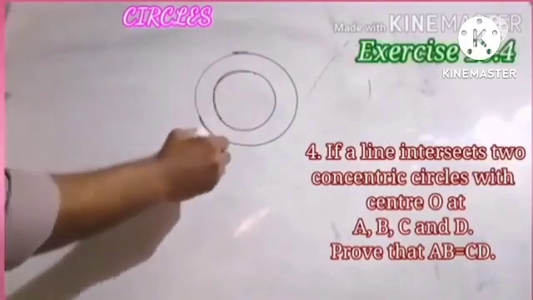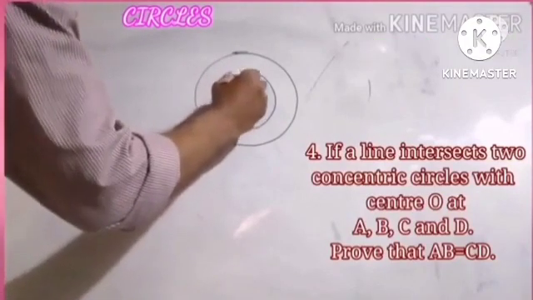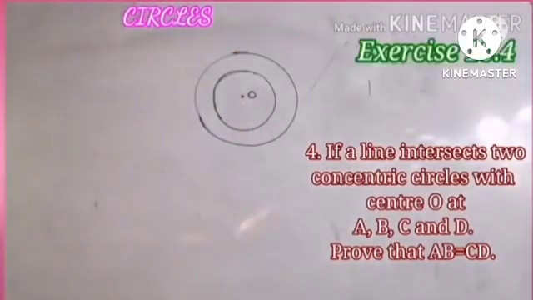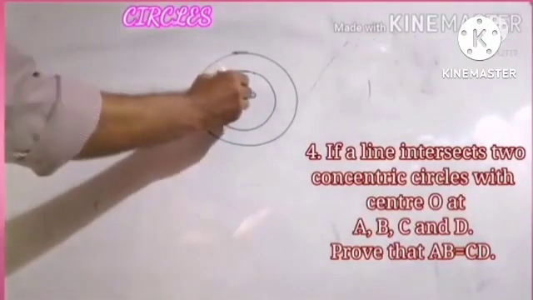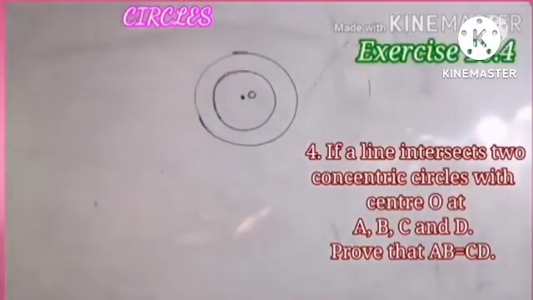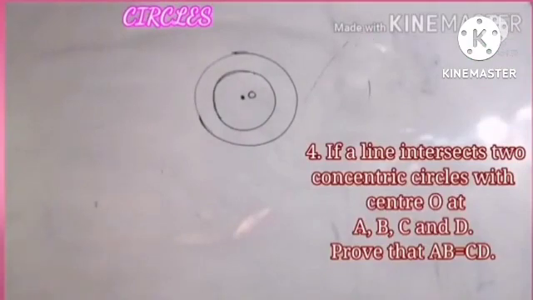Okay. One outside, one inside. Let this O be the center of both circles. That is, these circles are called concentric circles. Two circles with one center.